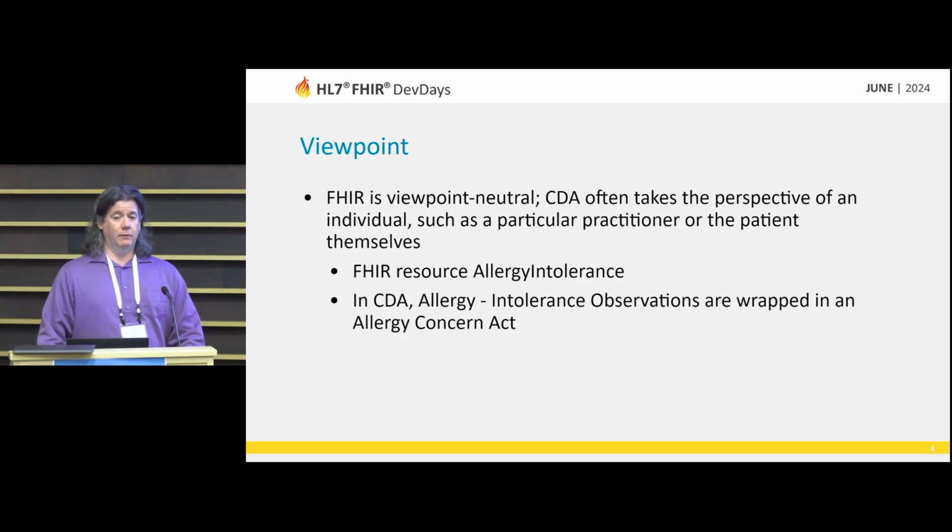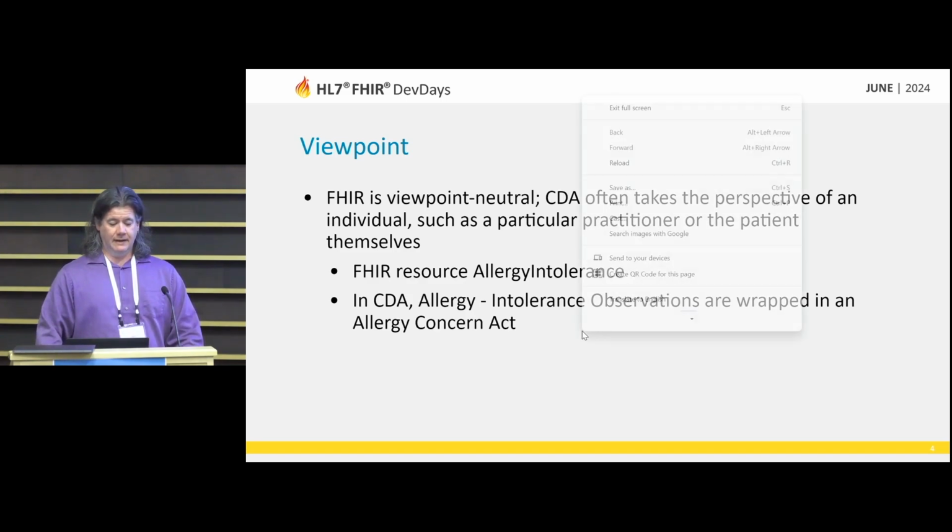We had really hoped that we would be able to establish a one-to-one mapping between the CDA entries and the FHIR resources. No such luck. It's many to many. How does that arise?